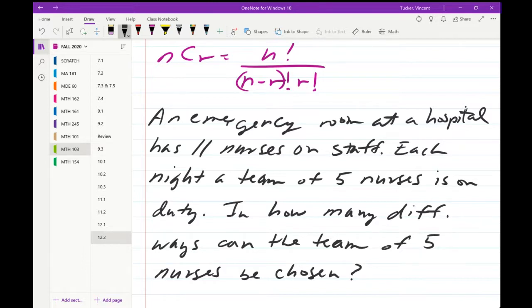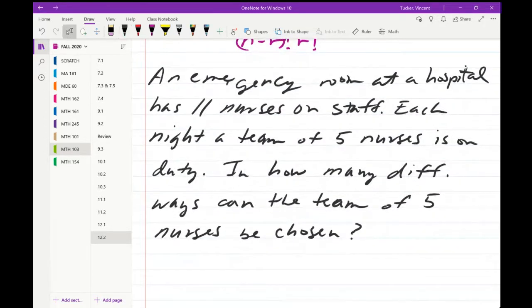All right, so an emergency room at a hospital has 11 nurses on staff. Each night, a team of 5 nurses is on duty. In how many different ways can the team of 5 nurses be chosen? So you're just talking about 5 nurses. There's no ranking. There's no best nurse to least nurse or anything like that. So the order does not matter.